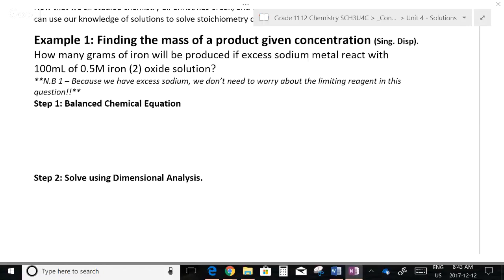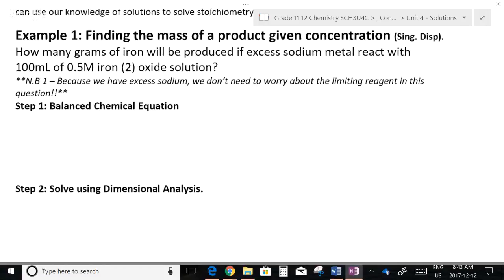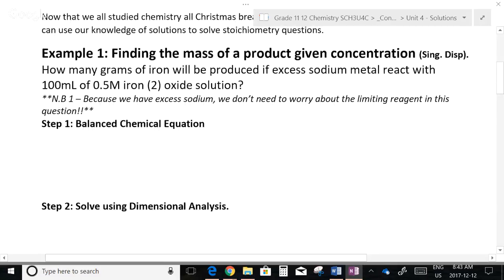So where this has obviously all been leading is to do stoichiometry with solutions, right? Obviously where this has been leading is to go from concentration to moles to grams of something, right? So a 3-step kind of stoichiometry question, which is something we haven't done before. So I want to look at the first example, which is finding the mass of a product given the concentration of a reactant. All right? So in this case, we're going to try to make iron by reacting sodium metal with iron 2 oxide.